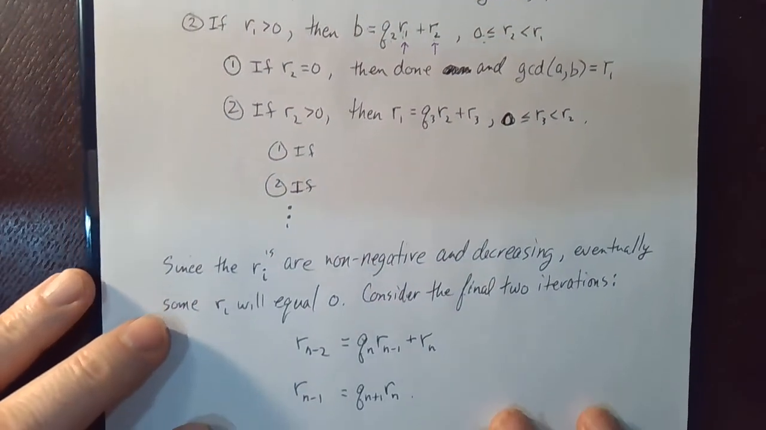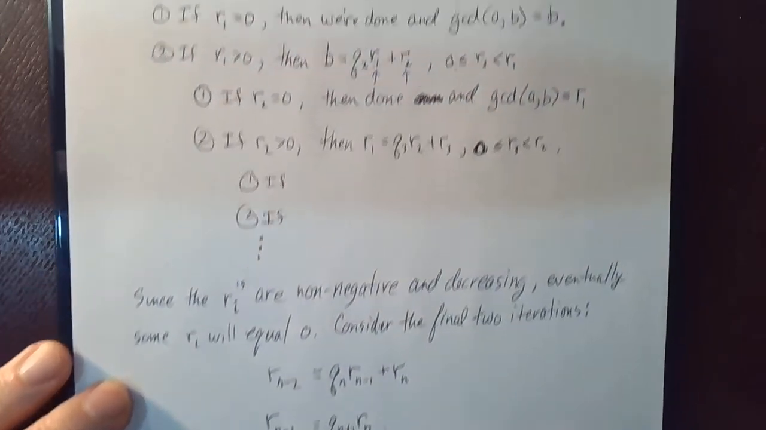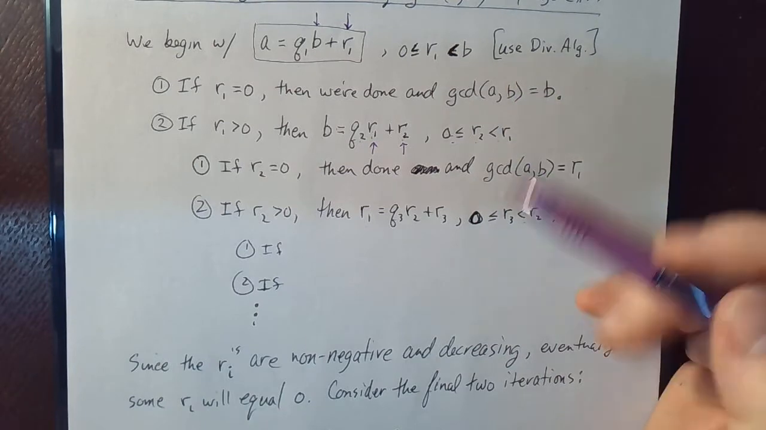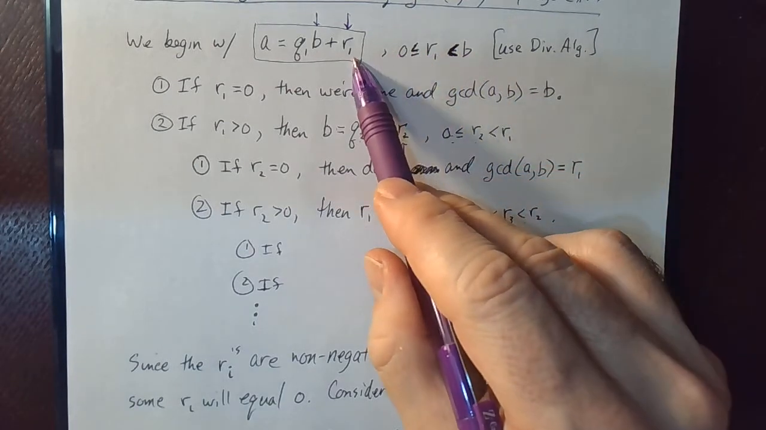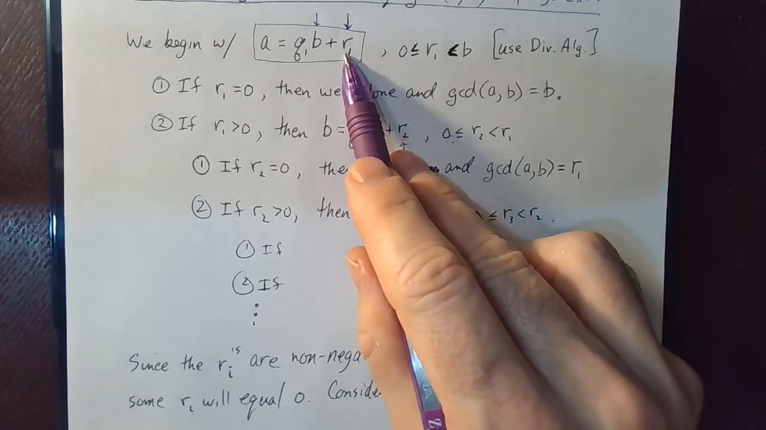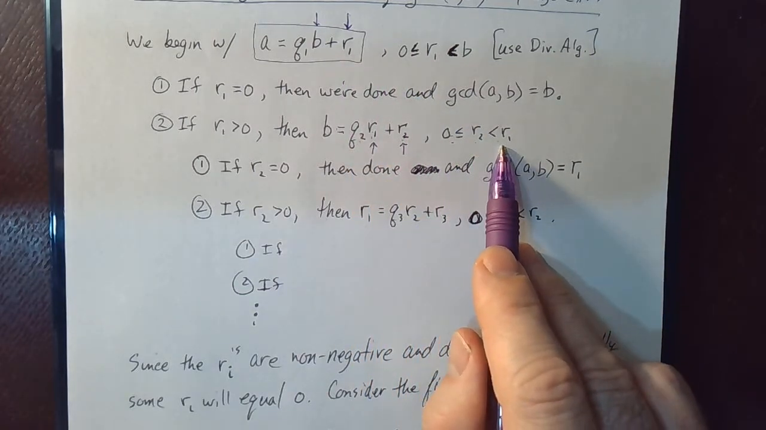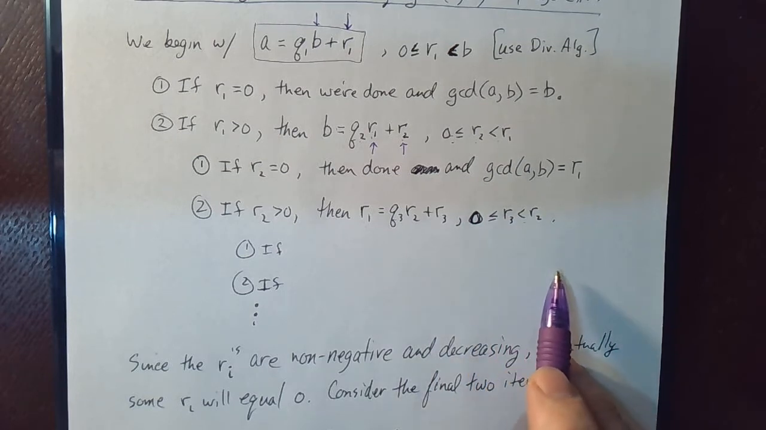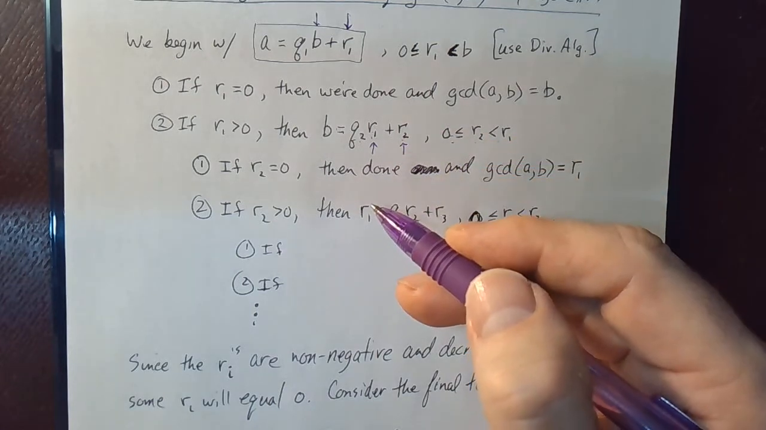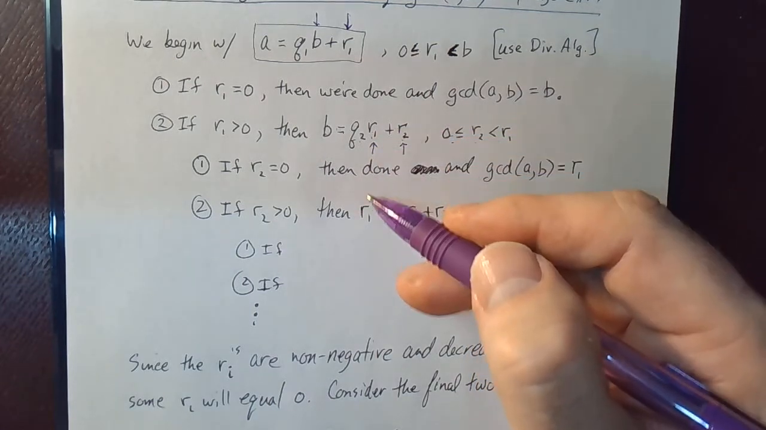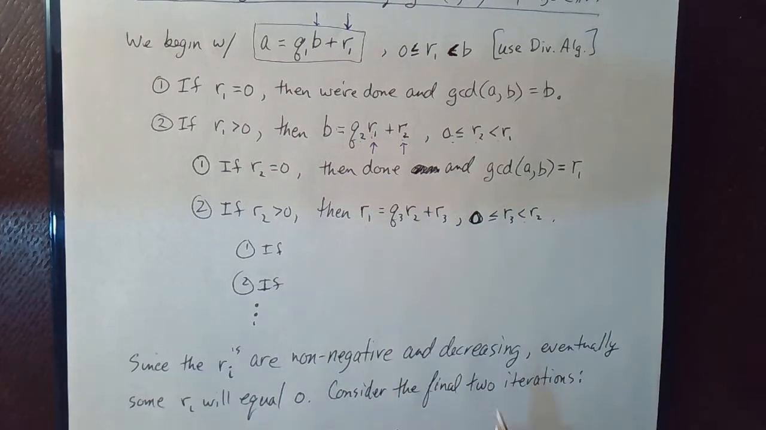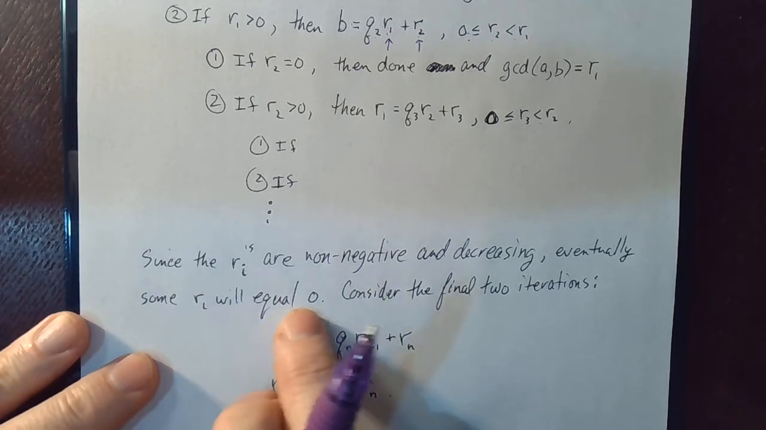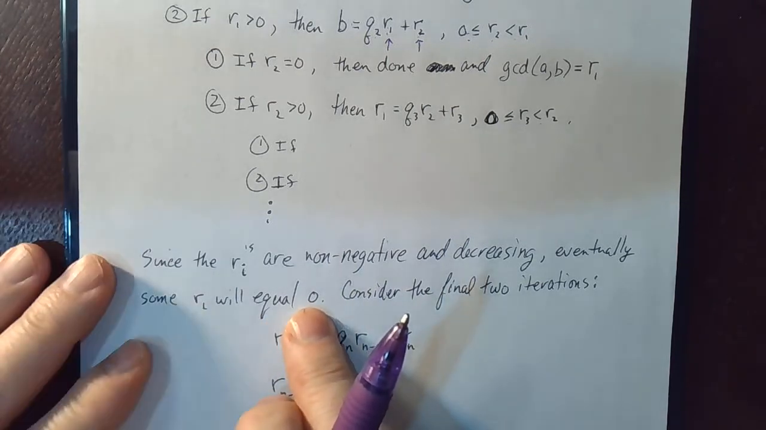So notice that in this common process, these remainders are non-negative and they're decreasing. Notice what we have here. R2 is less than R1. R3 is less than R2. R4 will be less than R3, and so on. So we're decreasing, and we're non-negative, so eventually we're going to equal 0. So the Ri's are non-negative and decreasing, so eventually some Ri is going to be equal to 0, and we'll be done with the process.